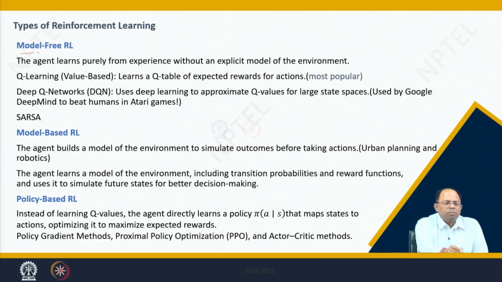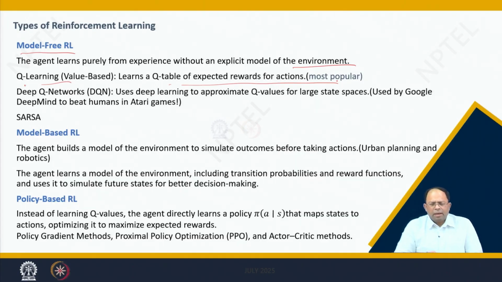The first one is called model-free RL, where the agent learns purely from experience without an explicit model of the environment. So we don't create a model of the environment directly. What we do is learn from our past experiences. Of course, there is some exploration, but it doesn't mean we have to create our own model environment. One example of this is Q learning, which is value based. It learns a Q table of expected rewards for actions, and it is the most popular form of reinforcement learning.